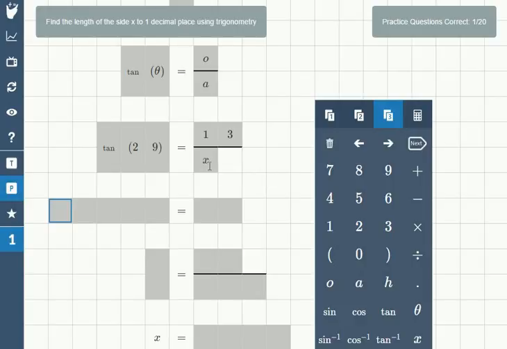We first need to move the x over to the left-hand side of the equation, and then move the tan 29 over to the right-hand side of the equation. But let's move the x first. Before we do anything else, we should put down what's already on the left-hand side of our equation, which in this case is tan bracket 29 bracket.